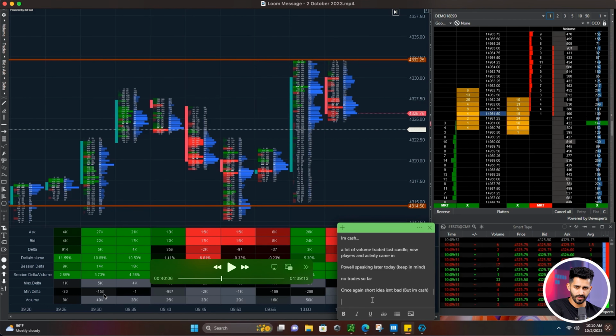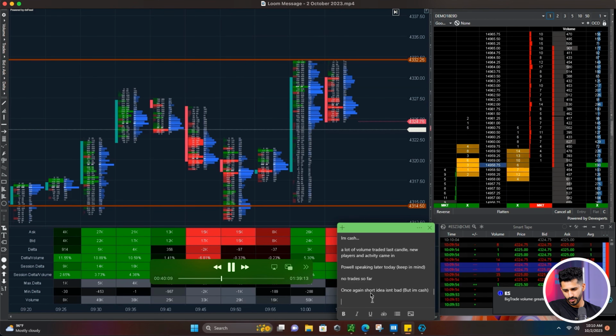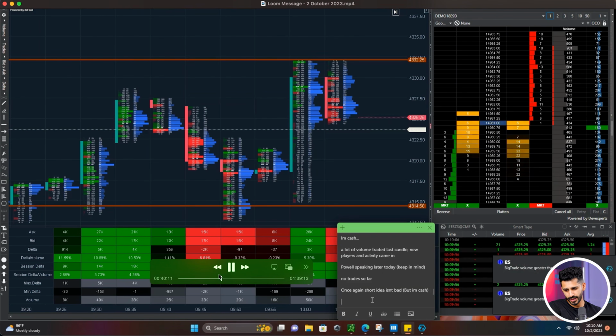Obviously on the open, we're gonna have the most contracts traded. And then you guys can see at 10 a.m., it goes right back up to the opening volume, which is absurd. This is an absurd number for 10 a.m., especially 30 minutes later, right? So new players are there. Once again, short idea isn't bad, but I'm cash.